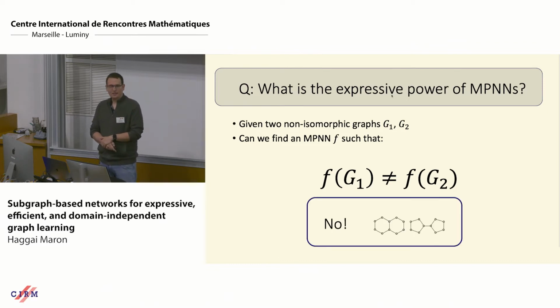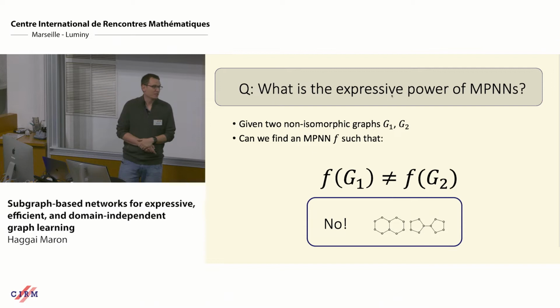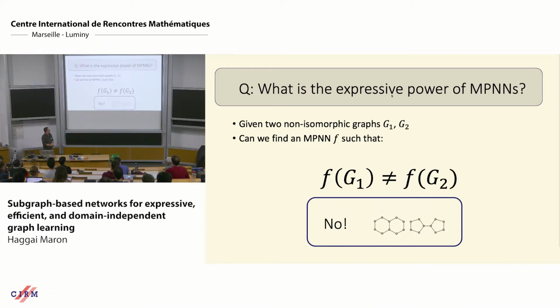And this is an example. We will see some in more detail in a few minutes. But here we can see the graph representation of two molecules. Those are different molecules, but a message passing neural network will output exactly the same output on those two molecules, which means that if we have a classification problem, we cannot really classify them to different classes. This is a huge problem.